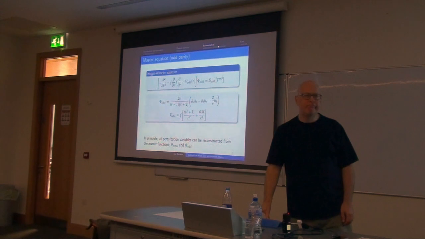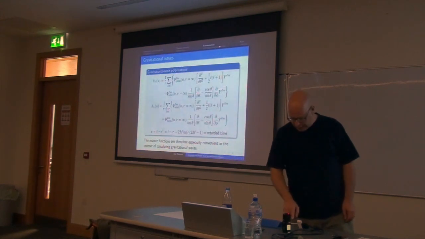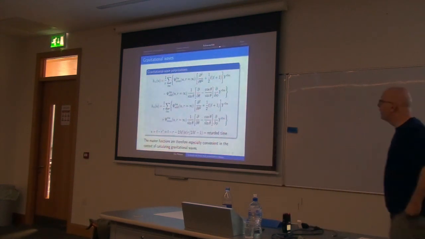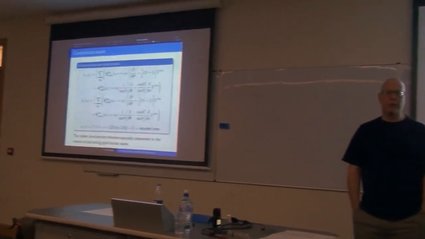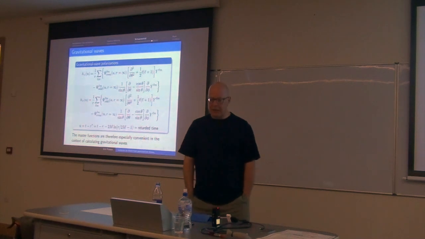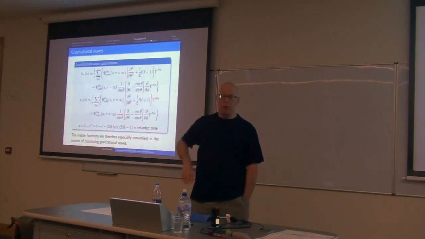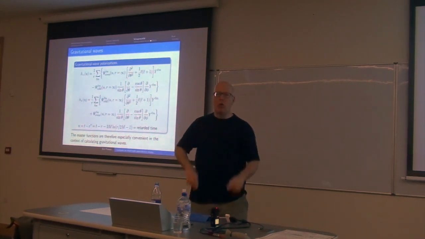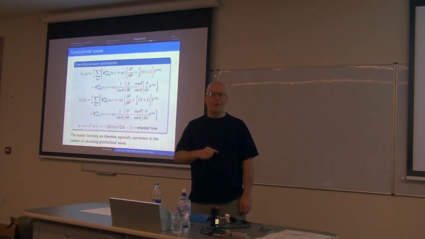All good? Okay. So here's my slide on the connection with gravitational waves. The context again for what we're talking about is, let's put a particle in orbit around the black hole, and then let's try to calculate the gravitational waves that will be emitted by this particle. Well, now we have the tools to do that.